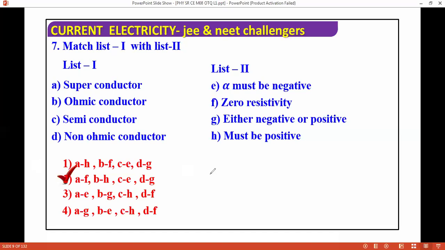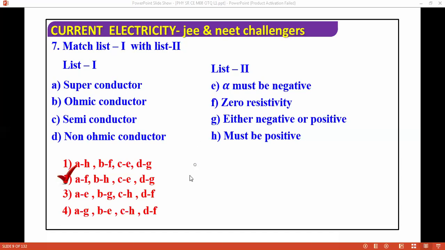If I'm talking about superconductors, superconductor resistivity is almost 0. You know it. If you are talking about ohmic resistors, alpha must be positive. If we are talking about semiconductors, alpha must be negative. That's why here we show an inverse relation to the conductor. And for non-ohmic conductors, it should be either negative or positive. This question is easy to do. Doable questions. If you know the concepts, you can do it. Otherwise, you can leave it.